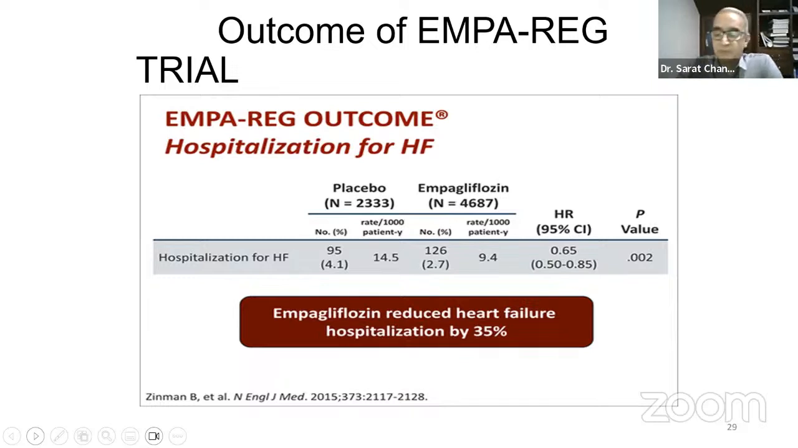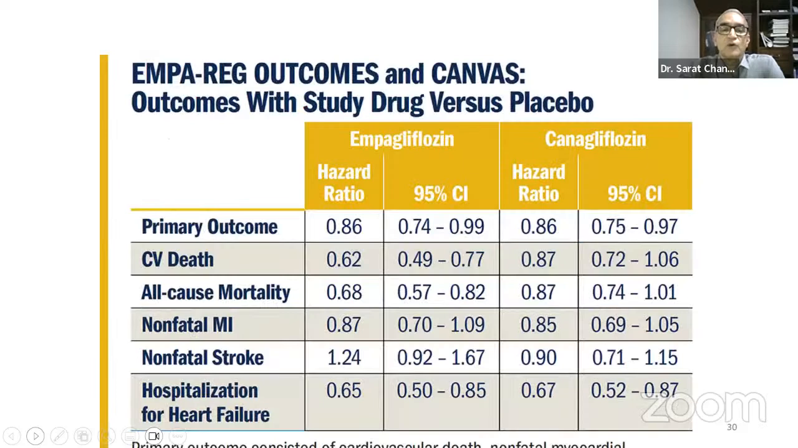And that became a big talking point. And this publication came in 2015. And after that, there was no looking back for the SGLT2 inhibitors. Now, let me show you some of the data in EMPA-REG outcomes and CANVAS. CANVAS also showed benefit. The CANVAS program, which used canagliflozin, also showed benefit.